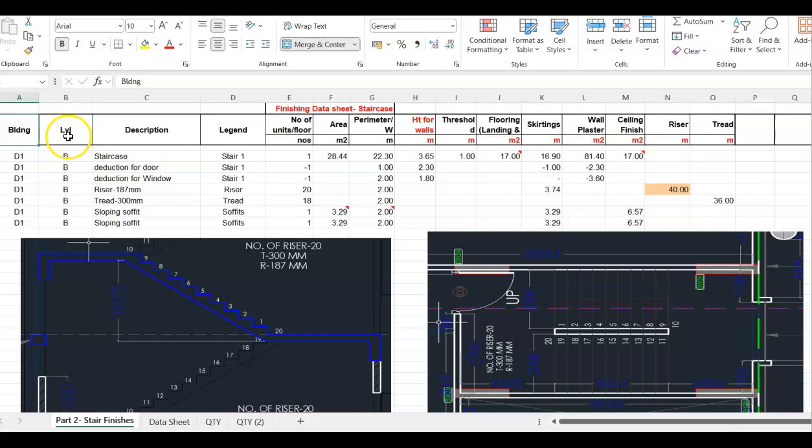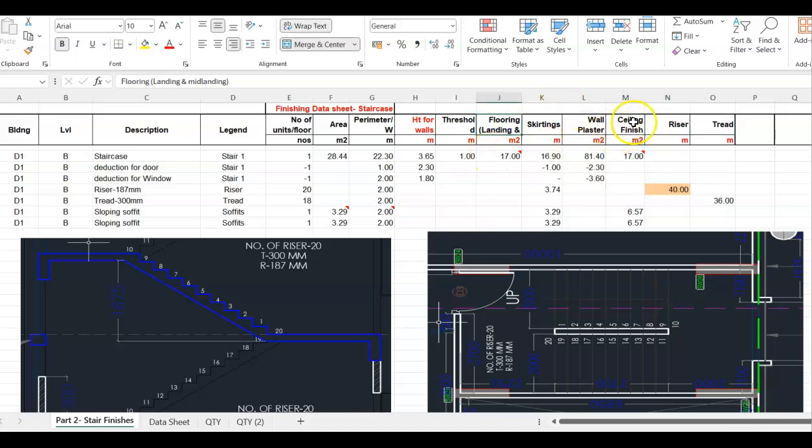This is the quantity takeoff sheet. Here we start with building name, level, description, region, number of units and floors, area, perimeter or width, height of walls, threshold, flooring, landing and mid landing, skirting, ceiling finish, riser and tread.